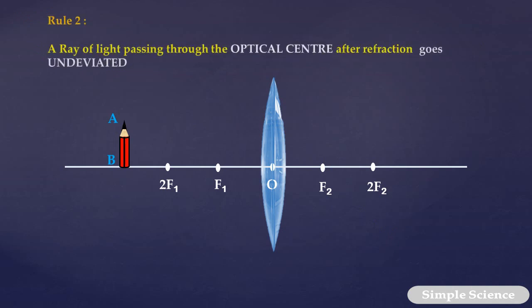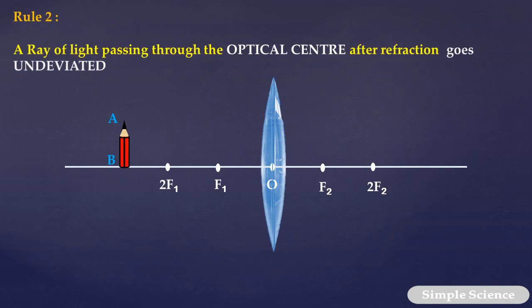Now second rule says that a ray of light passing through the optical center after refraction goes undeviated. So from where do we have to take the ray? From point A, tip of the object. A ray of light passing through the optical center after refraction goes undeviated. So this is the second rule.